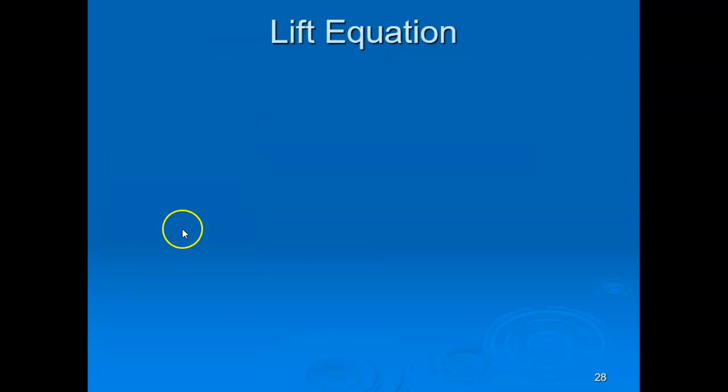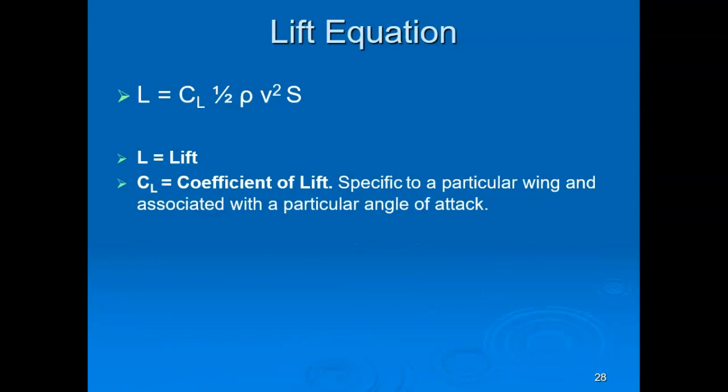So finally, we come to the lift equation. The lift equation is simply lift equals the coefficient of lift times 1/2 rho, and rho is the density of air, times velocity squared times the surface area of the wing. Lift is usually measured in pounds, and the coefficient of lift, remember, is specific to a particular wing and associated with a particular angle of attack. So as you remember in the coefficient of lift graph, the greater the angle of attack, the greater the coefficient of lift.